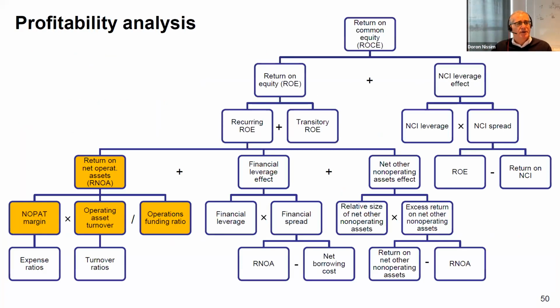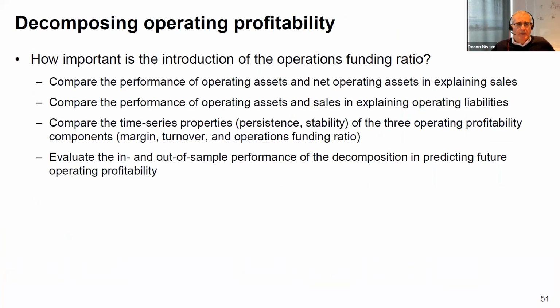I don't have much time left, so I will go to the operating profitability one. I'm introducing a new ratio, and I'm arguing that there is potential information in this new ratio. To prove that there is indeed potential insight from using this ratio and the set of 3 ratios, I'm doing it in several ways. One way: I made the point that sales is more strongly related to operating assets than to net operating assets, and I will show you evidence for this. I also made the point that operating liabilities are more strongly related to operating assets than they are to sales, and I will show you this.